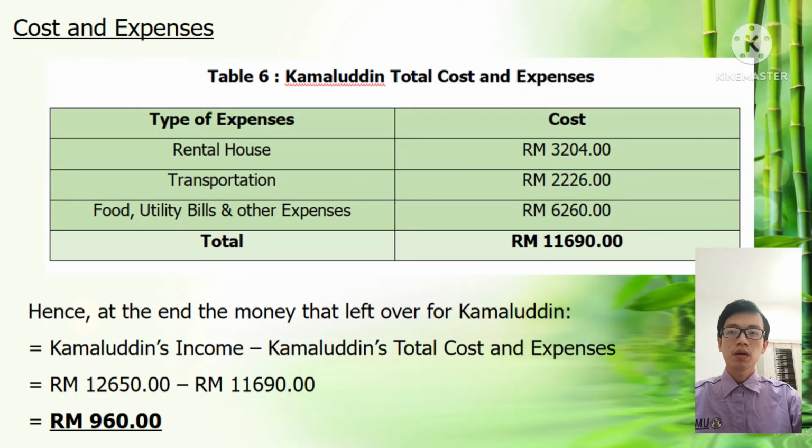Next, for the costs and expenses for Kamarudin throughout the whole year, by listing all the types of expenses, the total cost and expenses will be 11,690 ringgit. Hence, at the end, the money left over for Kamarudin will be his income minus the total costs and expenses. So lastly, the money left will be 960 ringgit.